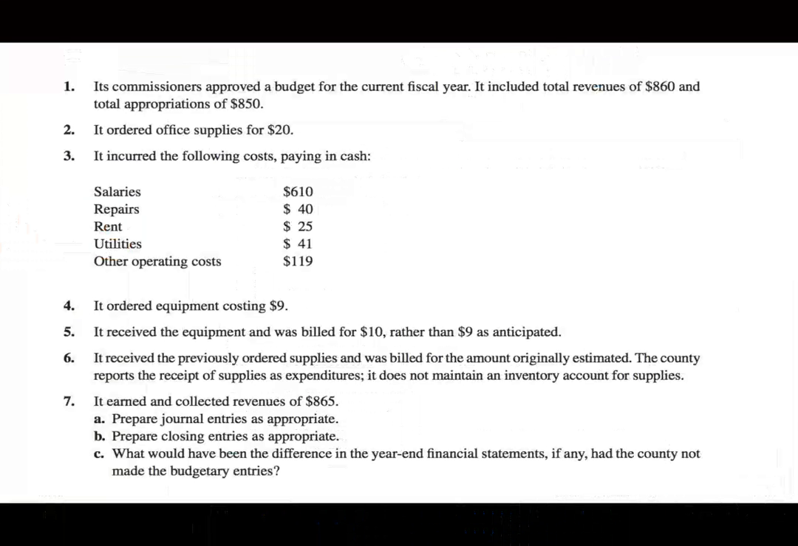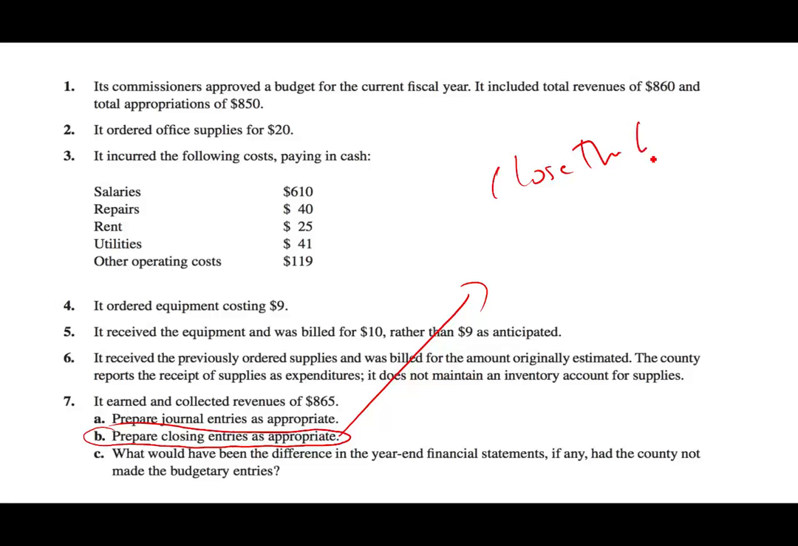Next thing they want us to do is prepare the closing entries as appropriate. So we need to know what closing entries we prepare. I already told you we're going to need to close the budget and close the temporary accounts. And remember, when we close temporary accounts, encumbrances is one of those accounts that we close, in case we had any encumbrances.